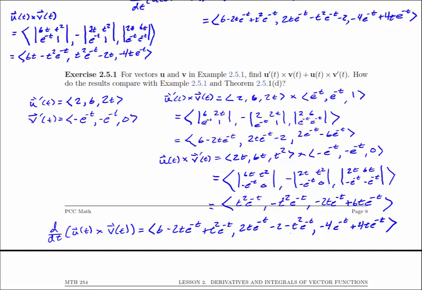And here I wrote them in the opposite order, but same thing. And then the last component also matches. All right, and so we see the formula does in fact work, and we should kind of expect this.